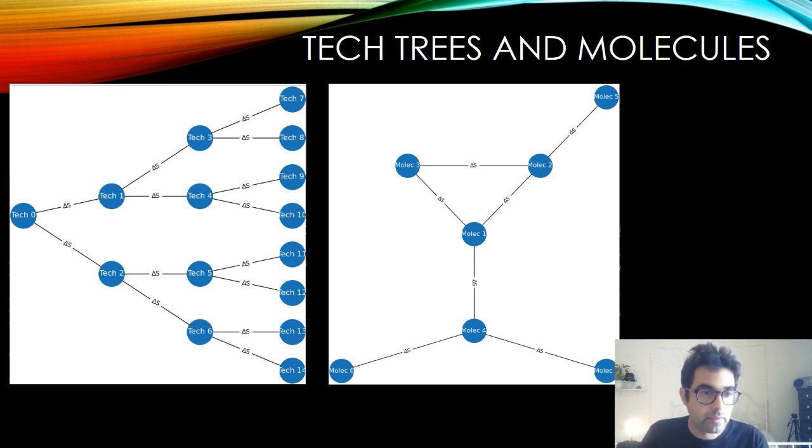So tech trees and molecules. Two technologies that are more similar to each other would imply that a technology would be more achievable, would it be similar to the supposedly starting technology? And it's kind of similar with molecules and chemical reactions, where a molecule that's closer to a previous molecule may be more achievable to obtain, would it be similar, I suppose.